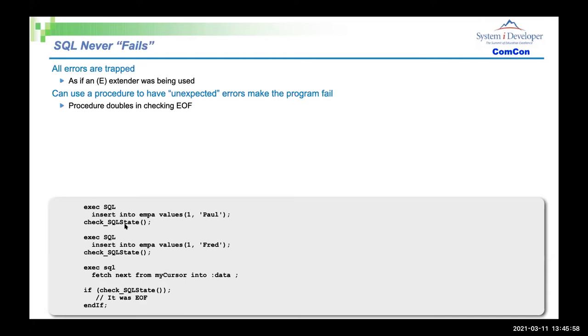So if something went wrong on this, effectively my program is going to blow up. So if I had this in a monitor group, monitor would pick it up, or if it was in the main line of a program and I had a PSSR routine in there, that PSSR routine would be activated by the error. Now, by the way, I've also thrown one other little thing in here because I like to double down when I can.